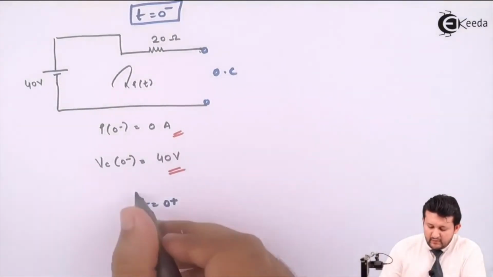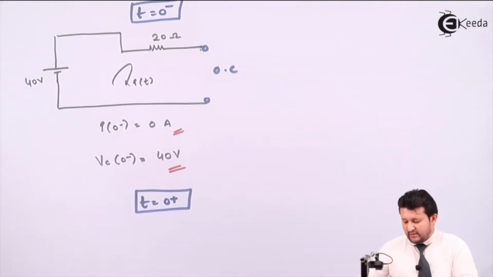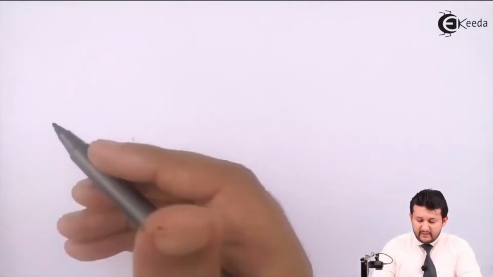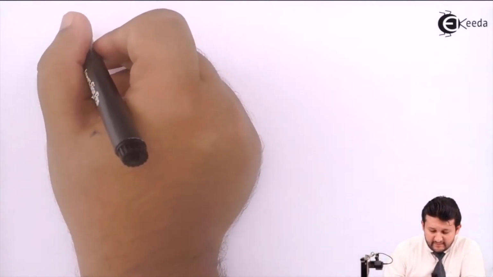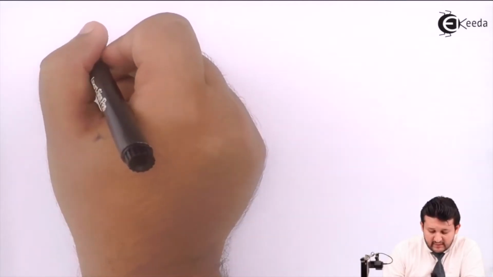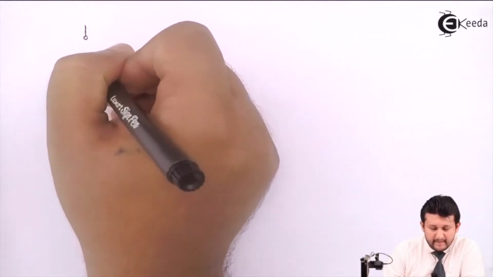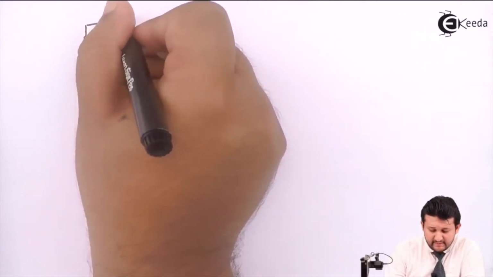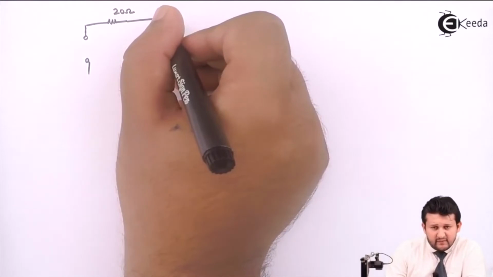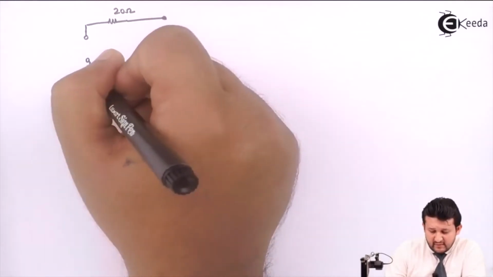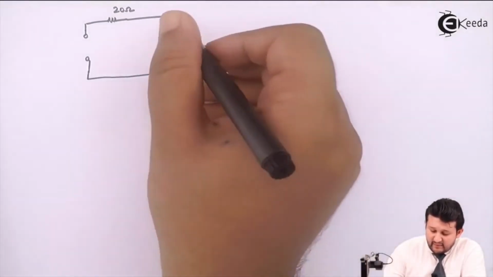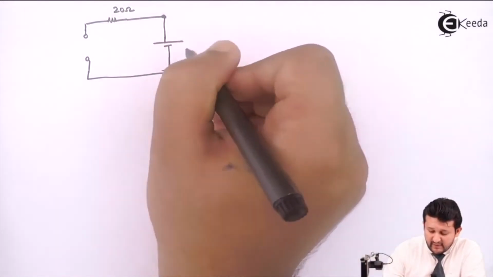At t equal to 0 plus condition, let's draw the circuit for the same. At t equal to 0 plus, you have an inductor. An inductor initially will oppose the current, and you have a resistance and you have a capacitor. The capacitor was fully charged, since it was a steady state condition for the capacitor, so for the capacitor you will be drawing the voltage source whose value you obtained as 40.